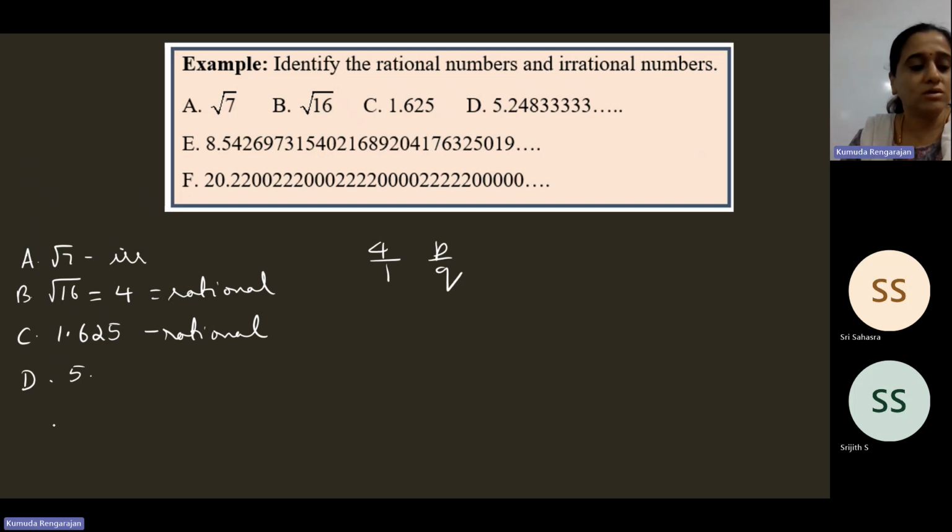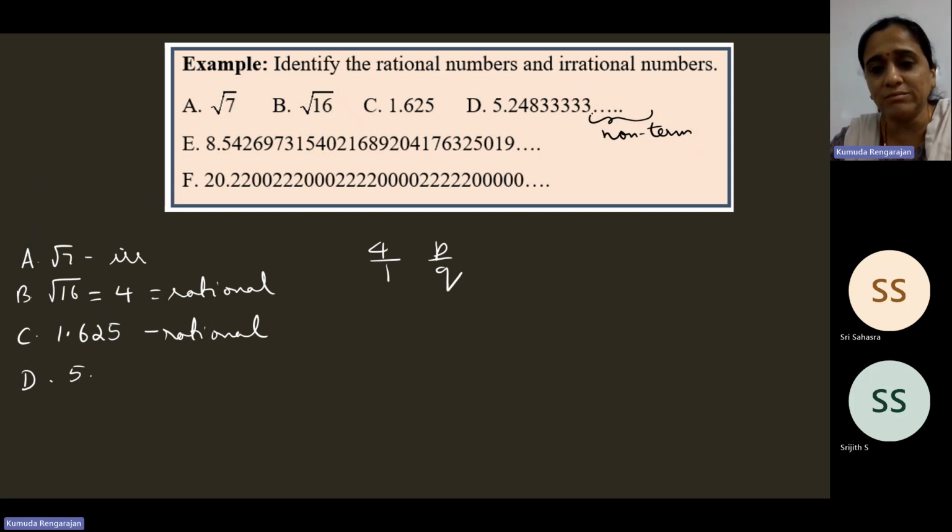Correct. So D is a non-terminating decimal because you can see the dots here. But non-terminating decimals are of two types: non-terminating, repeating and non-terminating, non-repeating. So we have to understand which this is. See, it's non-terminating because it goes on and on. You can see the dots here. It goes on forever. And it's also repeating because this digit 3 is going on forever.